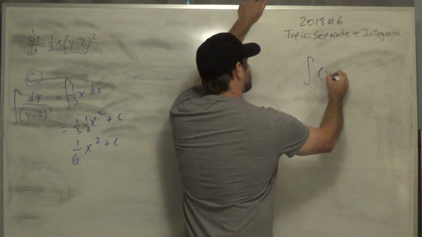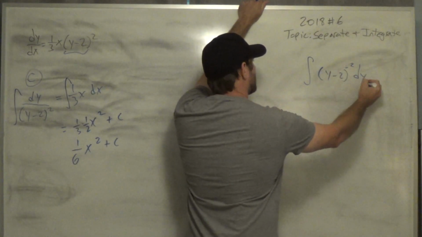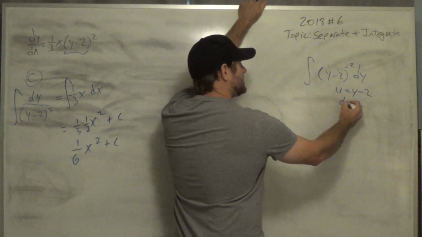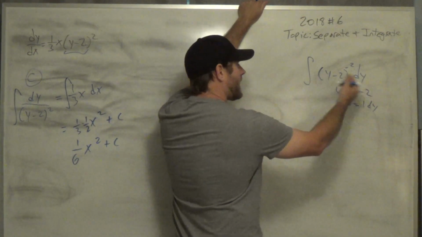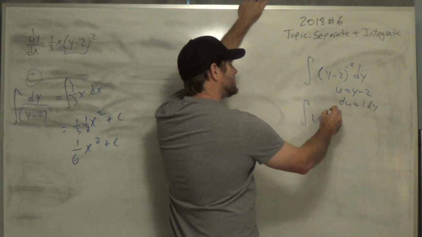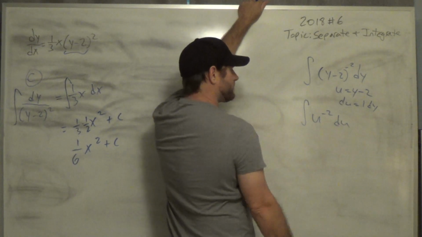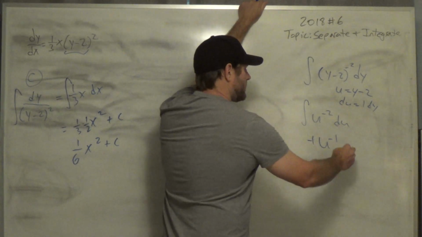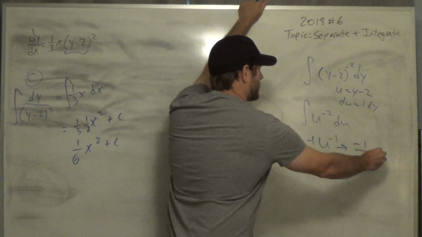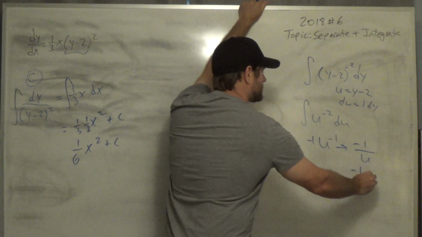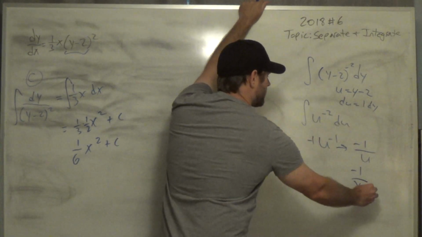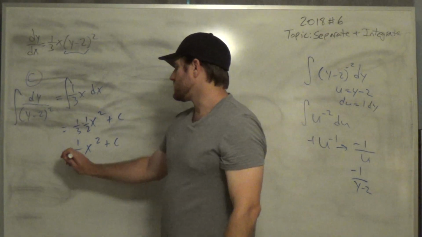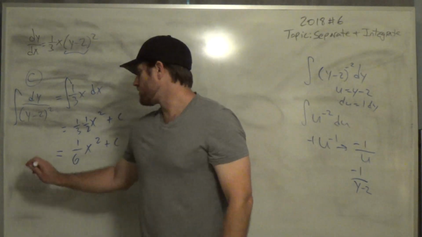So first thing I would do is I would bring it to the top. And I would use u substitution. If the u is y minus 2, my du should be 1 dy. And what do I already have? 1 dy. So we have u to the negative second du. So the antiderivative, I will add 1 to the exponent, multiply by the reciprocal. And then I will get rid of the negative exponent by bringing it to the bottom. And I'll finish by replacing u with y minus 2. So that's a lot of work, but that gets me to the antiderivative on this side of negative 1 over y minus 2.